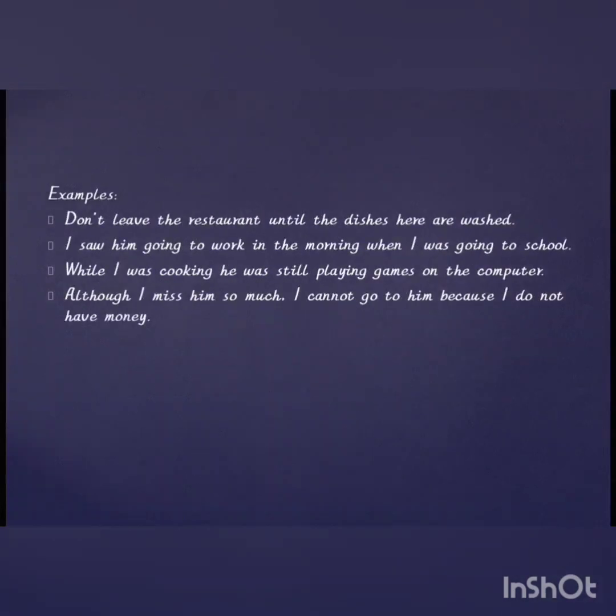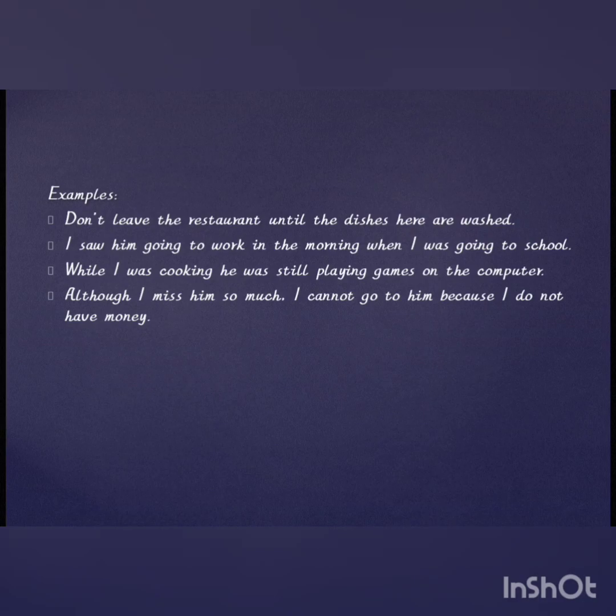Now we will see an example. Don't leave the restaurant. Okay, the message is conveyed properly. Until the dishes here are washed. The dishes here are washed. So now look at the example here. Don't leave the restaurant: here the message is conveyed properly. But coming to the rest part of the sentence, still the message is not yet conveyed properly.